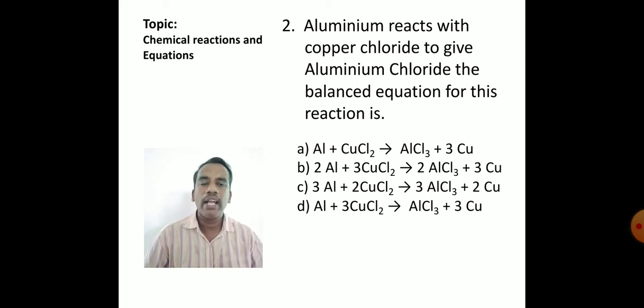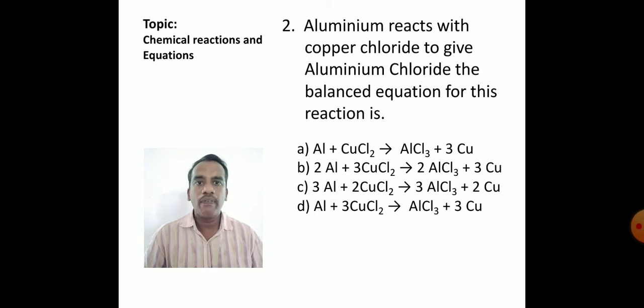But let us check option C also. 3Al plus 2CuCl2. Here on the reactant side we had 3 aluminiums and 4 chlorines totally. But on the product side 3AlCl3, the chlorines are 9. On the reactant side we had only 4 chlorines, but on the product side we got many more chlorines. So this is also not a balanced equation.